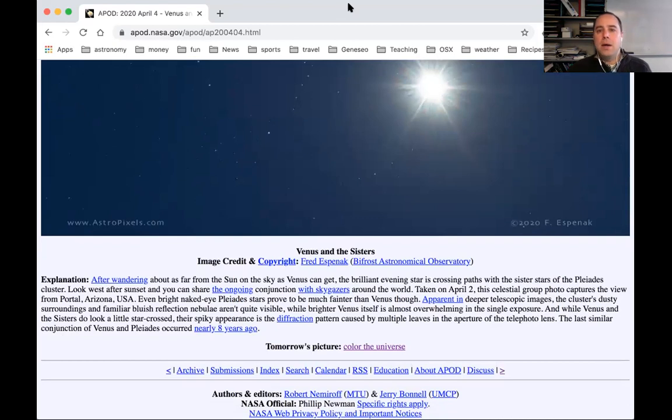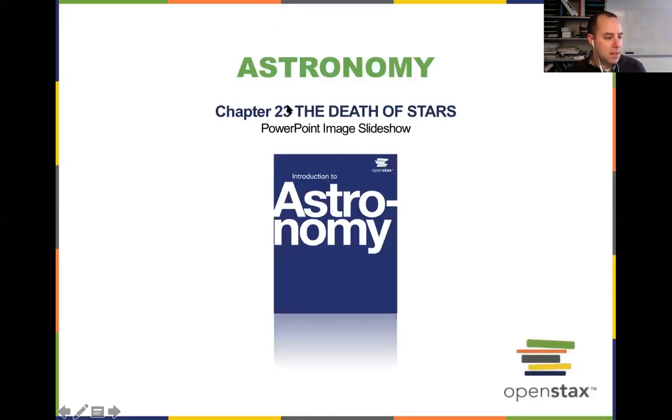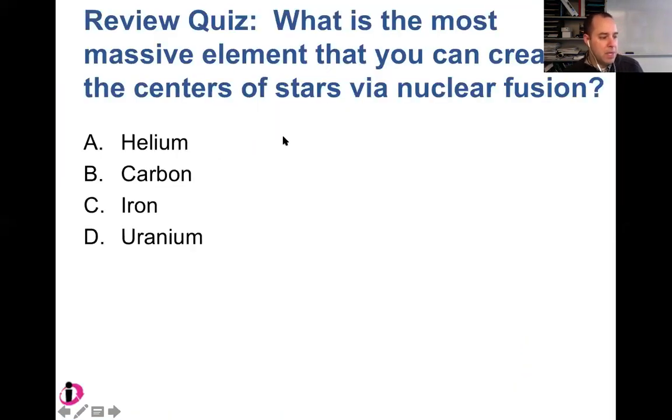Okay, let's get to today's review question, which is: what is the most massive element that you can create in the centers of stars via nuclear fusion? Is it A, helium, B, carbon, C, iron, or D, uranium? You can pause the video if you want and look it up, or you can just wait for me to tell you what the answer is.